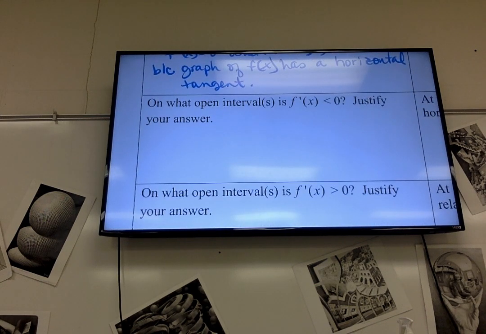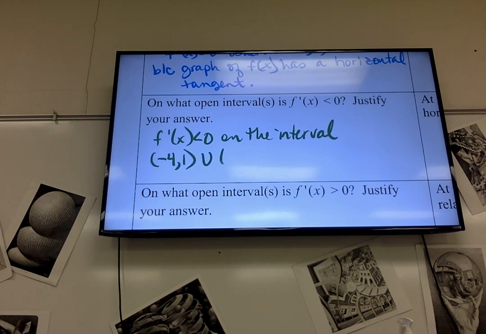Okay, so f prime of x is less than 0 on the interval. Go from left to right. Negative 4 to 1. Union. And then where else? 5 to infinity.